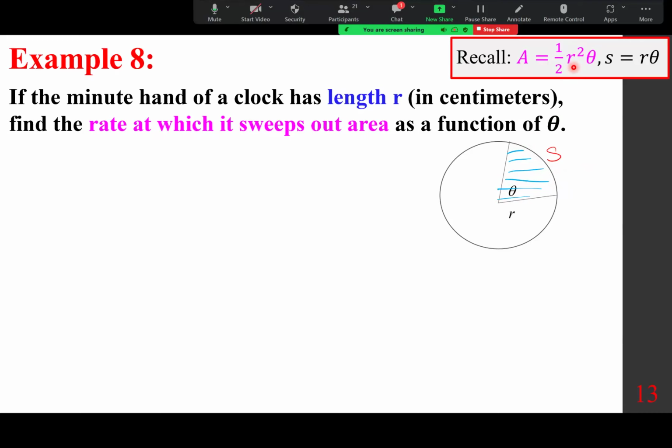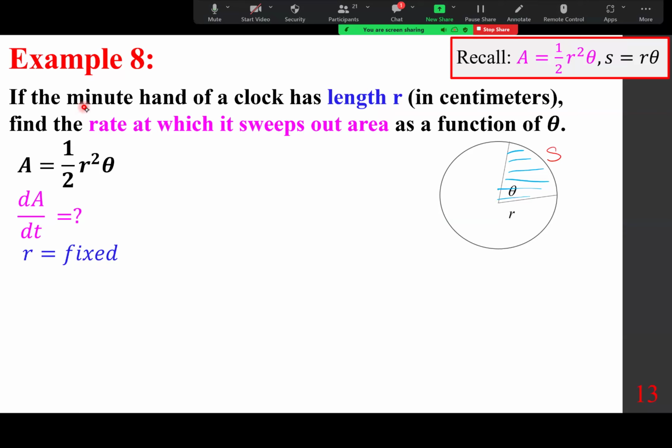So what do we want? Well, A is 1/2 r squared theta. dA/dt is of interest to us, where r is fixed because you're looking at the length r. The length doesn't change when it comes to a clock, minute hand or hour hand, it makes no difference. None of them changes anyway. So we are interested in the minute hand, of course.